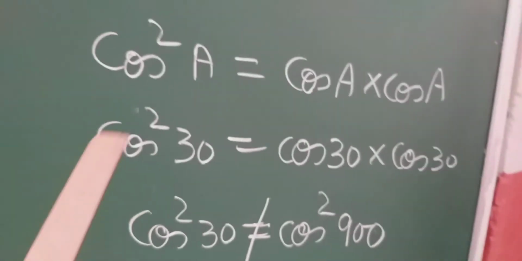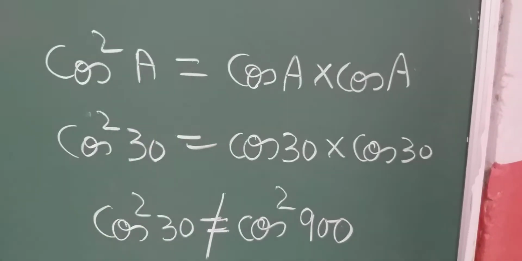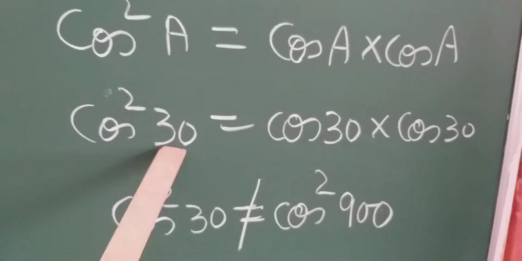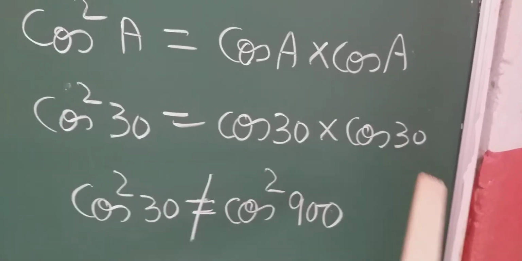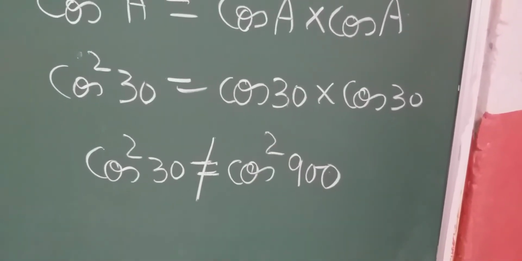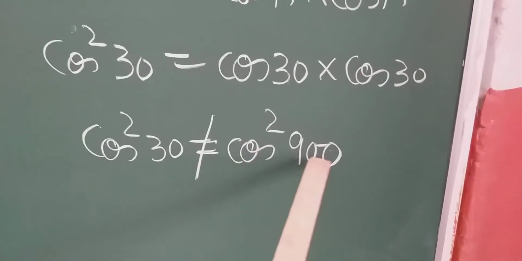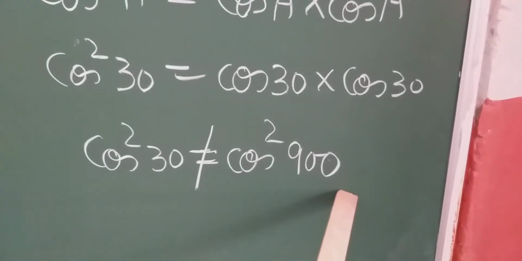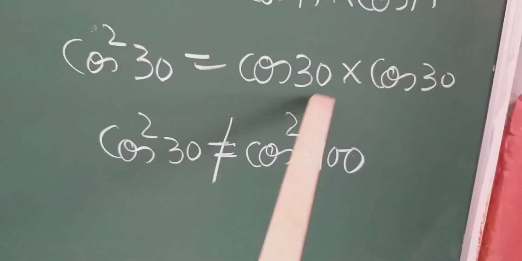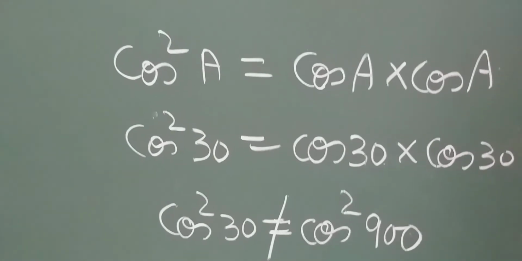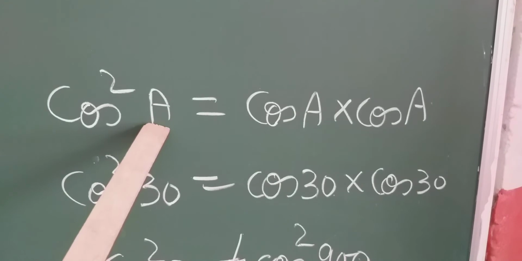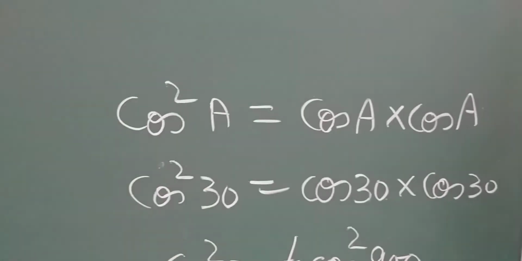One thing more student, suppose cos square is written, it means cos A into cos A. Cos square 30 means cos 30 degree into cos 30 degree. These are angles. We cannot write cos square 30 equals cos square of 100, 900. 30 square 900, no, it's wrong. Cos square 30 means cos 30, cos 30, two times we have to write. We have to take its value, then we have to multiply. So don't be confused students.